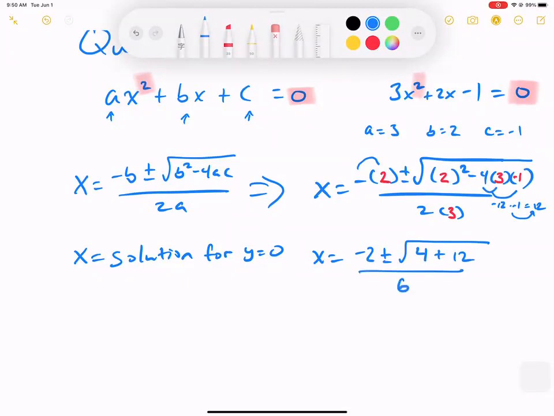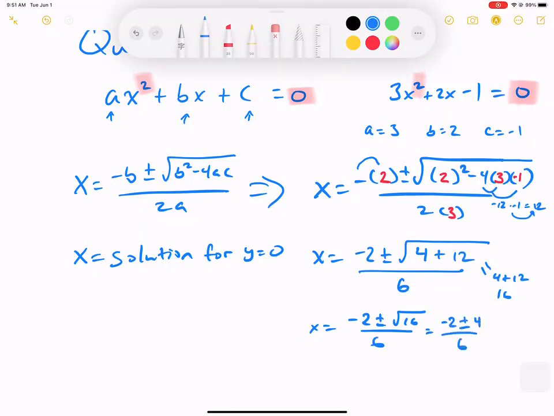Let's keep going. Do we know what the square root of 4 plus 12 is? Well, what is 4 plus 12? Let's do this on the side. 4 plus 12 is 16. Great. Negative 2 plus and minus the square root of 16, all over 6. Now, if you remember completing the square, we're back to a very similar form. We have a square root, and we have 2 versions. Let's take the square root of 16 since we can. Negative 2 plus and minus 4, all over 6.